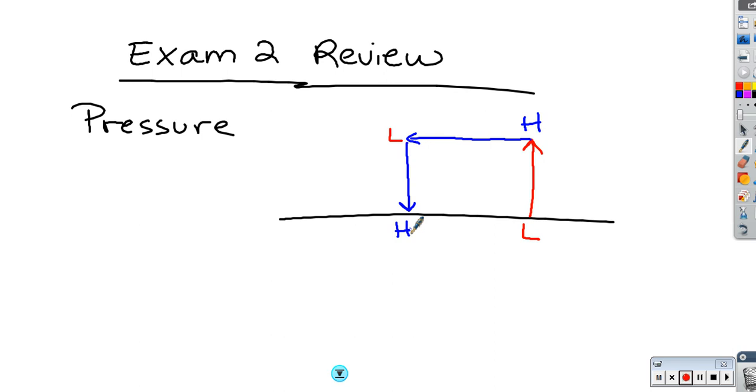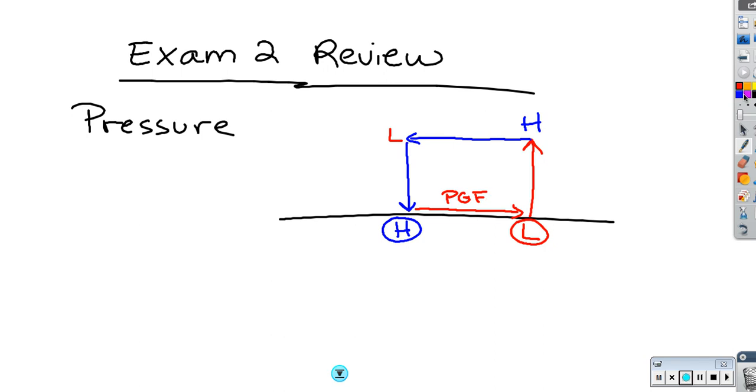And now we have a pressure difference along the surface where we have high pressure to the west and low pressure to the east. And so now we are going to get air to flow along the surface from west to east. So we would call that a westerly wind. So winds out of the west flowing to the east. And so this is driven by the pressure gradient force.